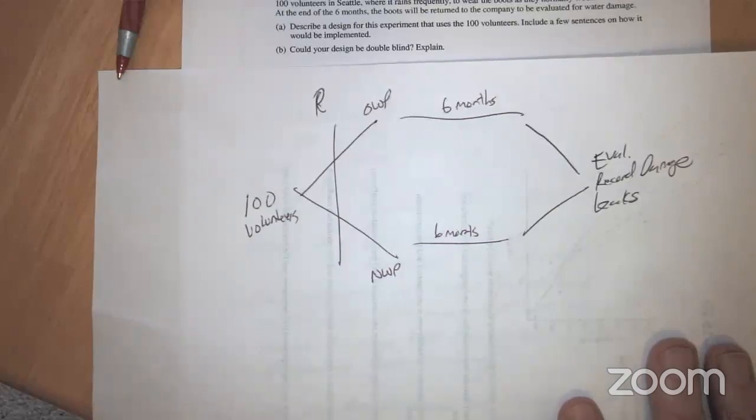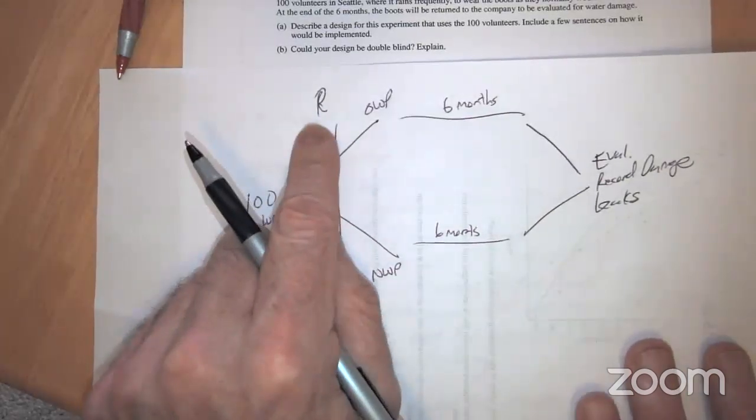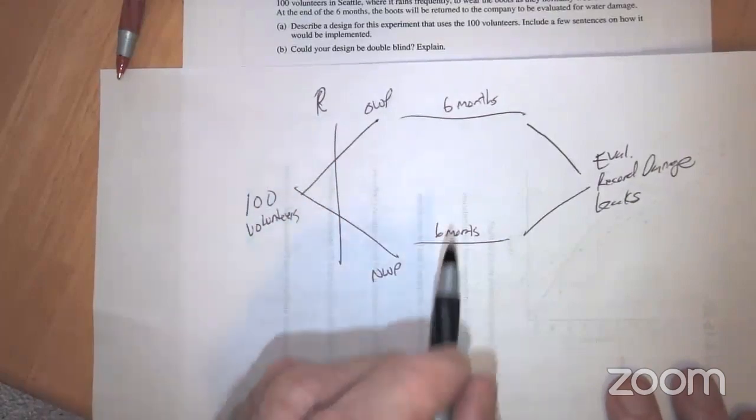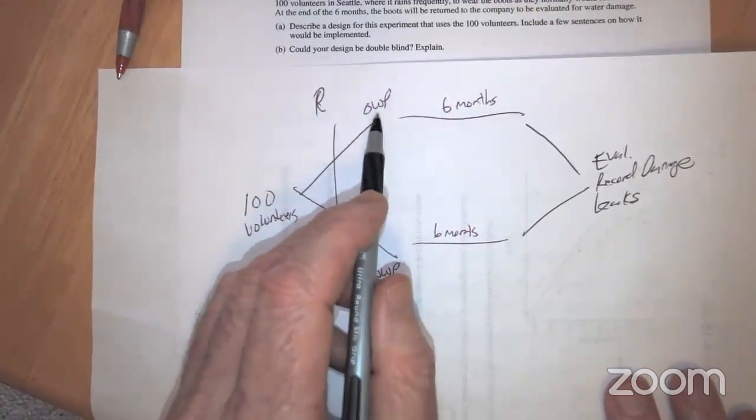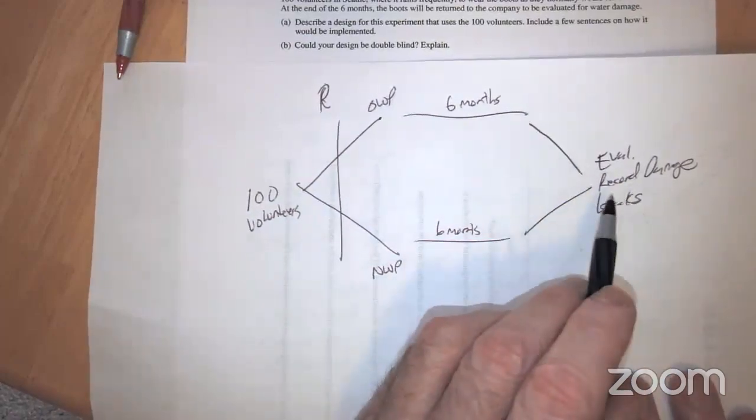You could use a random digit table. You could use some sort of a calculator to randomize. I like to put the names in a hat, shake them up and pick them out. But we want you to not just put the word R or the letter R. So 50 people got the old waterproofing, 50 people got the boots with the new waterproofing. They wore them for 6 months. They came back and evaluated.